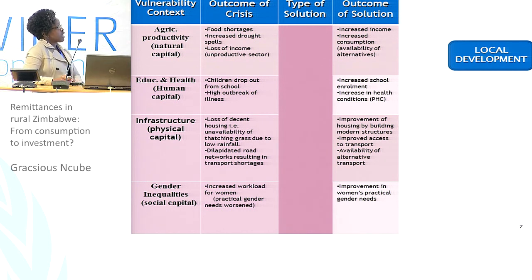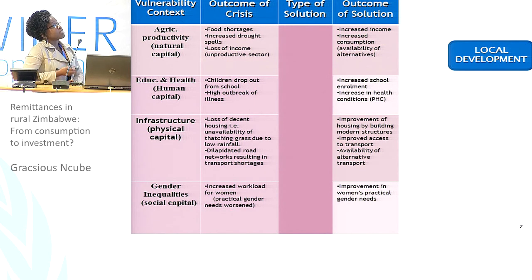And then education and health, which is human capital: children drop out from school, and there is a high outbreak of illness. Then infrastructure: loss of decent housing, that is unavailability of thatching grass due to low rainfall, and dilapidated road networks resulting in transport shortages. And fourthly, there are gender inequalities, where there is a notable increase in the workload for women and their practical gender needs are worsened.